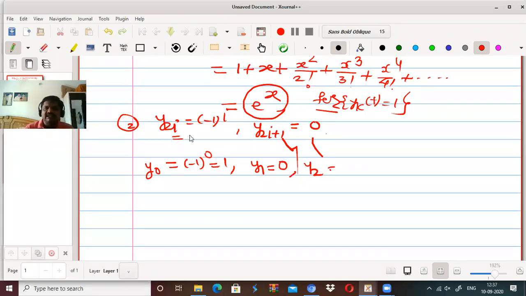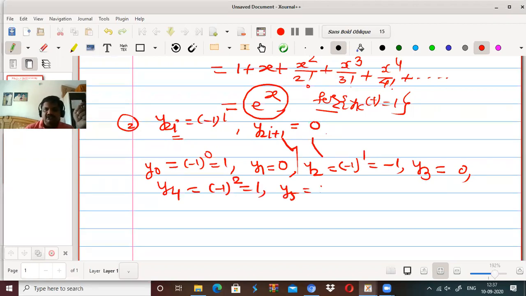To get y2, what value of i do we need to take here? 1. So y2 becomes minus 1 to the power 1, that is minus 1. y3 becomes 0. y4 is minus 1 to the power 2, that is plus 1. y5 becomes 0. y6 becomes minus 1. y7 is 0. y8 is plus 1 and so on. Such terms will come. So in this case, what will be the generating function and the exponential generating function?